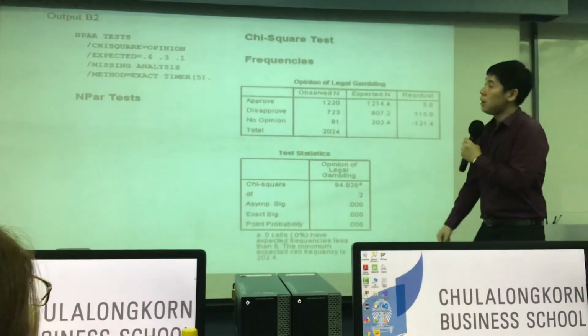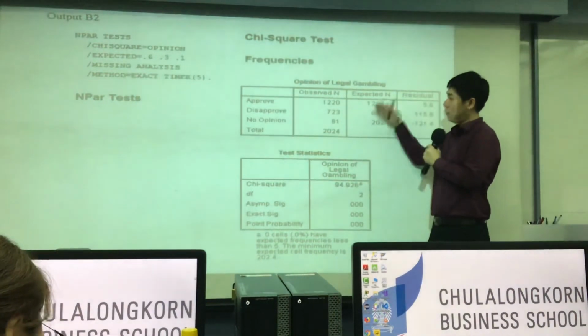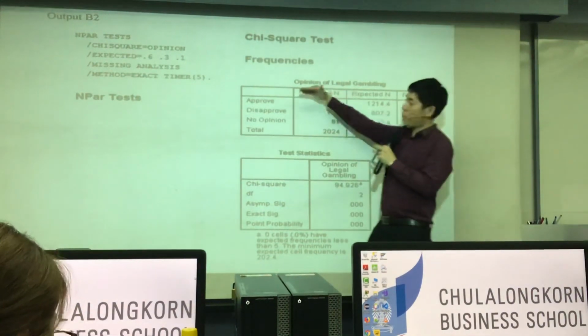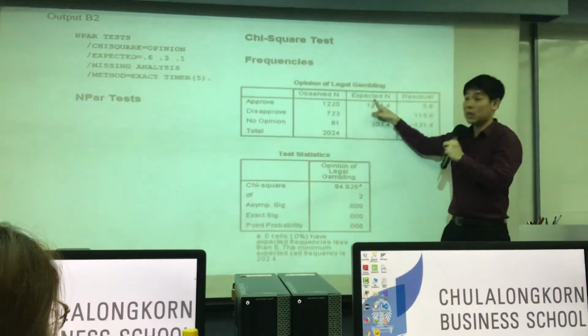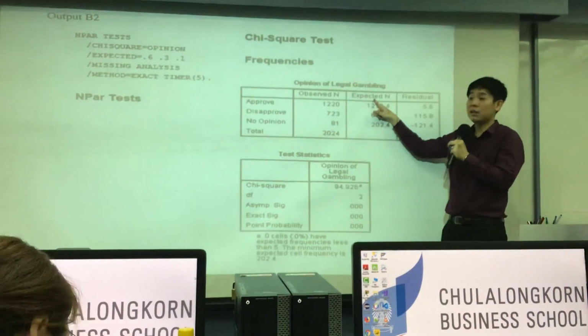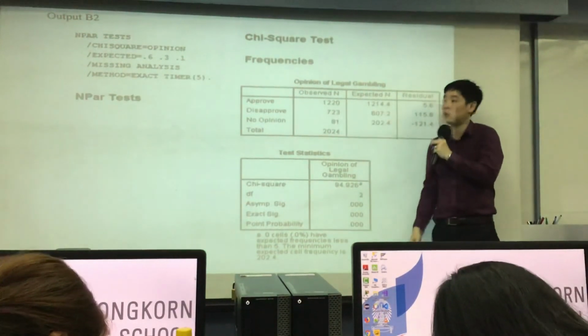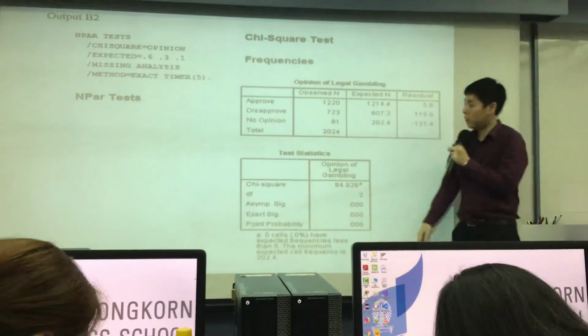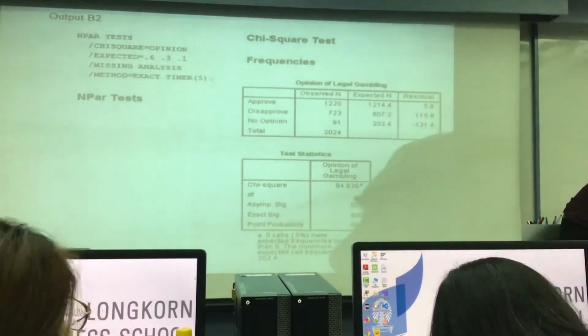B2 now. First thing, I will give you this kind of output. You see approve, disapprove, no opinion. This is O. This is E. Residual is just O minus E, but mainly just take care of these two. Only worry about these two. And then what you need is basically either one of these.